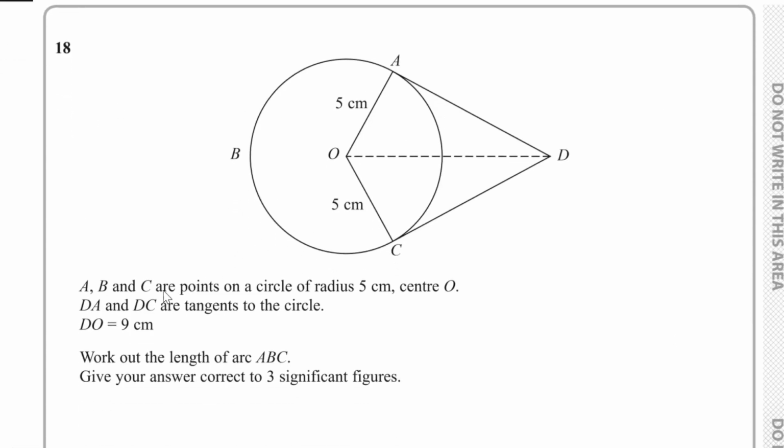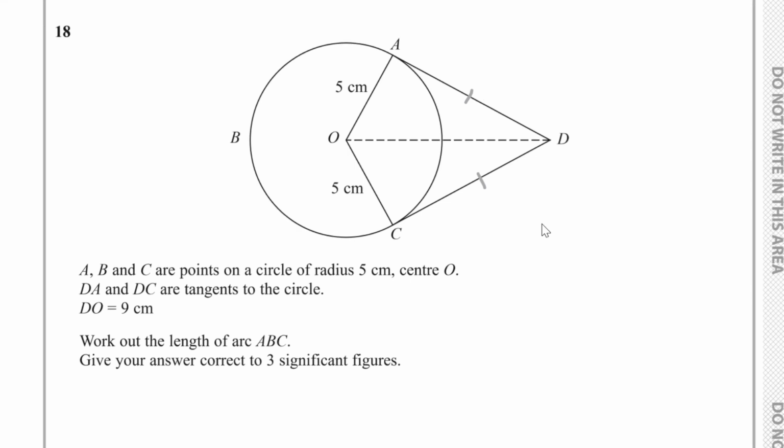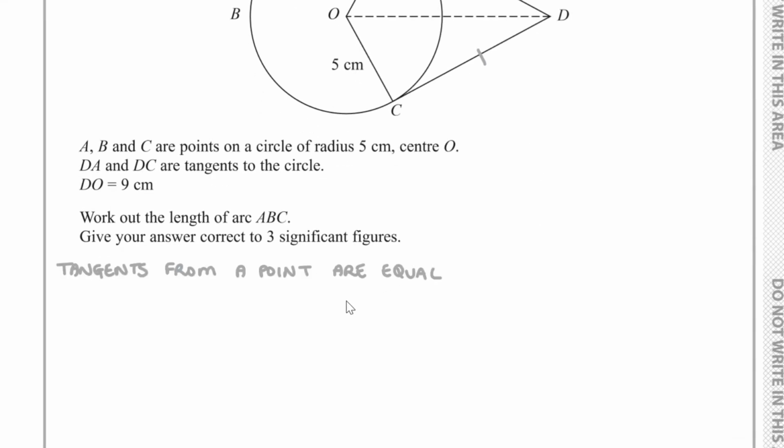Question number 18. A, B and C are points on a circle of radius 5 with centre O. DA and DC are tangents to the circle. And because they're tangents, this length will equal this length because tangents from a point are equal. So let's just write that down. Because tangents from a point are equal, we can therefore conclude that AD equals CD. And because of that, we can also conclude that the triangle AOD equals the triangle OCD.